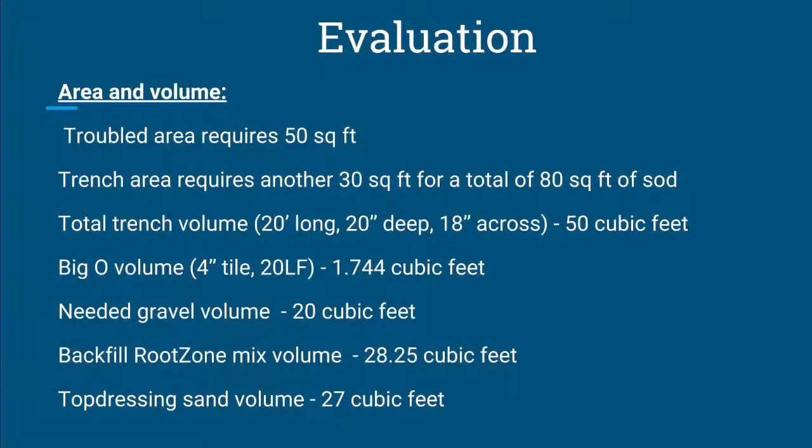So to begin our evaluation, first we have to calculate the area and volume. Our troubled area requires 50 square feet of sod. Our trench area requires another 30 square feet of sod for a total of 80 square feet of sod. Our total trench volume is 20 feet long, 20 inches deep, 18 inches across for a total of 50 cubic feet. We need 20 feet of 4-inch Big O, which is equal to 1.744 cubic feet.